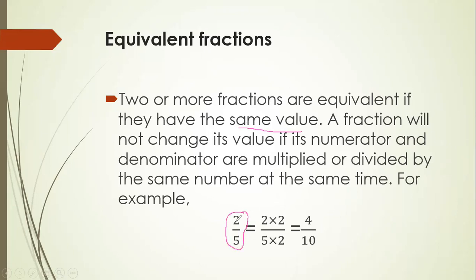The numerator is 2, the denominator is 5. If we multiply the denominator and the numerator, all of them by 2, you realize we get 4 out of 10. So the fraction 2 out of 5 is said to be an equivalent fraction to the fraction 4 out of 10, because we've multiplied the denominator and the numerator by the same value.